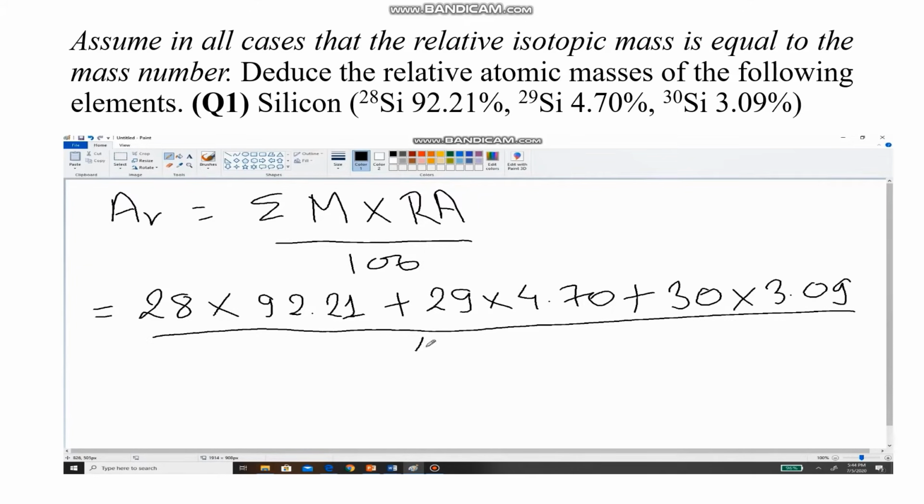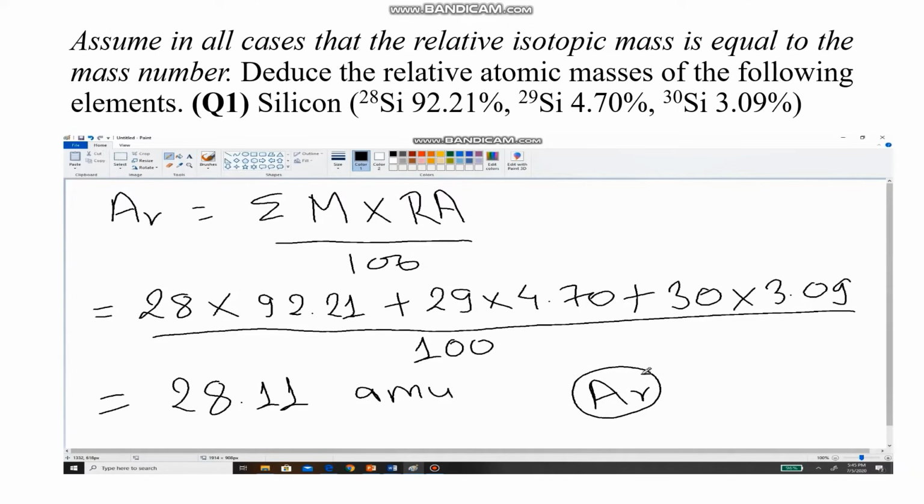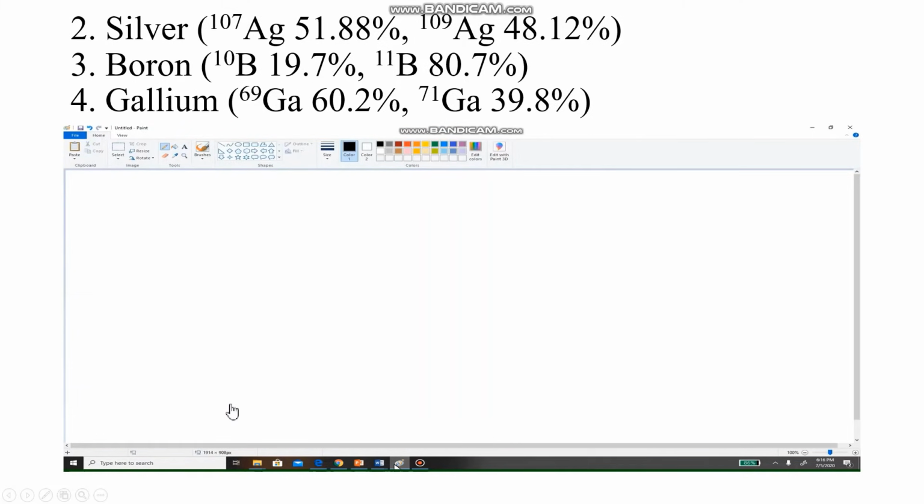So by using the formula we divide it by 100 because we have expressed the relative abundance in percentage. It is given in the question. So finally we get 28.11, and we can give the unit of AMU, atomic mass unit. So this is the relative atomic mass of silicon. So 28.11 is our answer. And here are questions 2, question 3 and question 4.